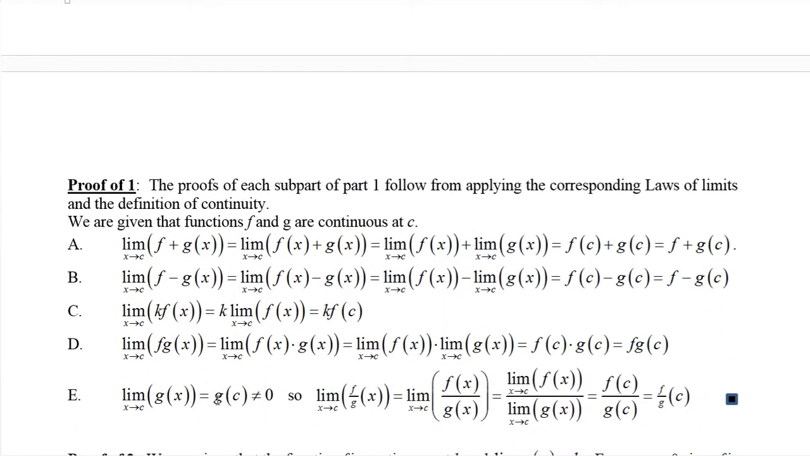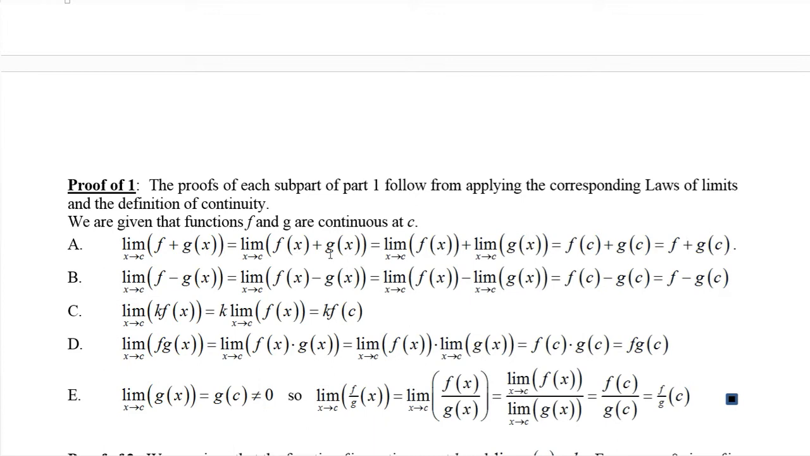So the proofs of part 1, each of the subparts there, follow directly from applying the corresponding laws of limits that we looked at earlier in the definition of continuity. So there's really not much to the proofs once you put those two pieces together. Notice we are given that functions f and g are continuous at c. We want to see that the limit of f plus g of x is f plus g of c as x approaches c. Well, the limit as x approaches c of the function f plus g applied at x is the limit as x approaches c of f of x plus g of x.